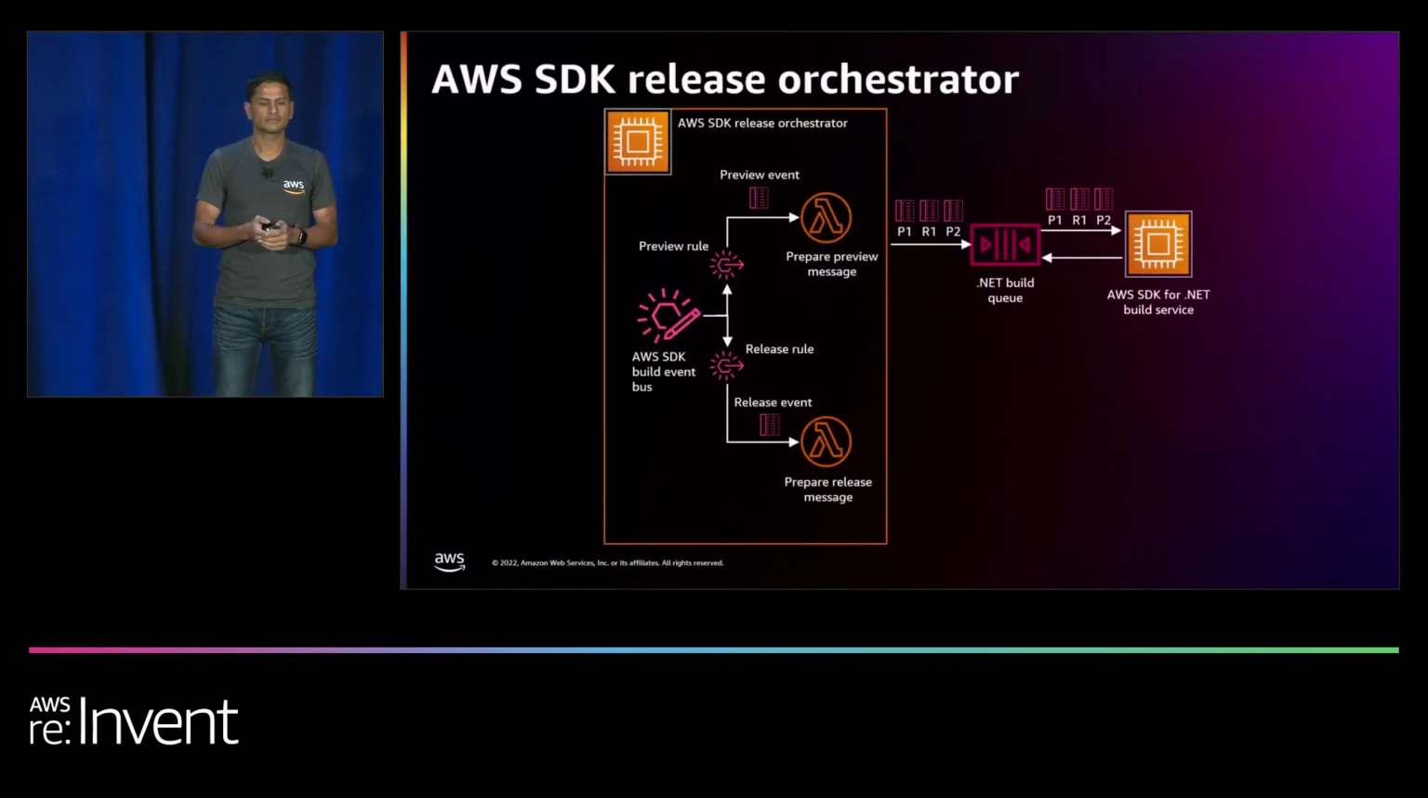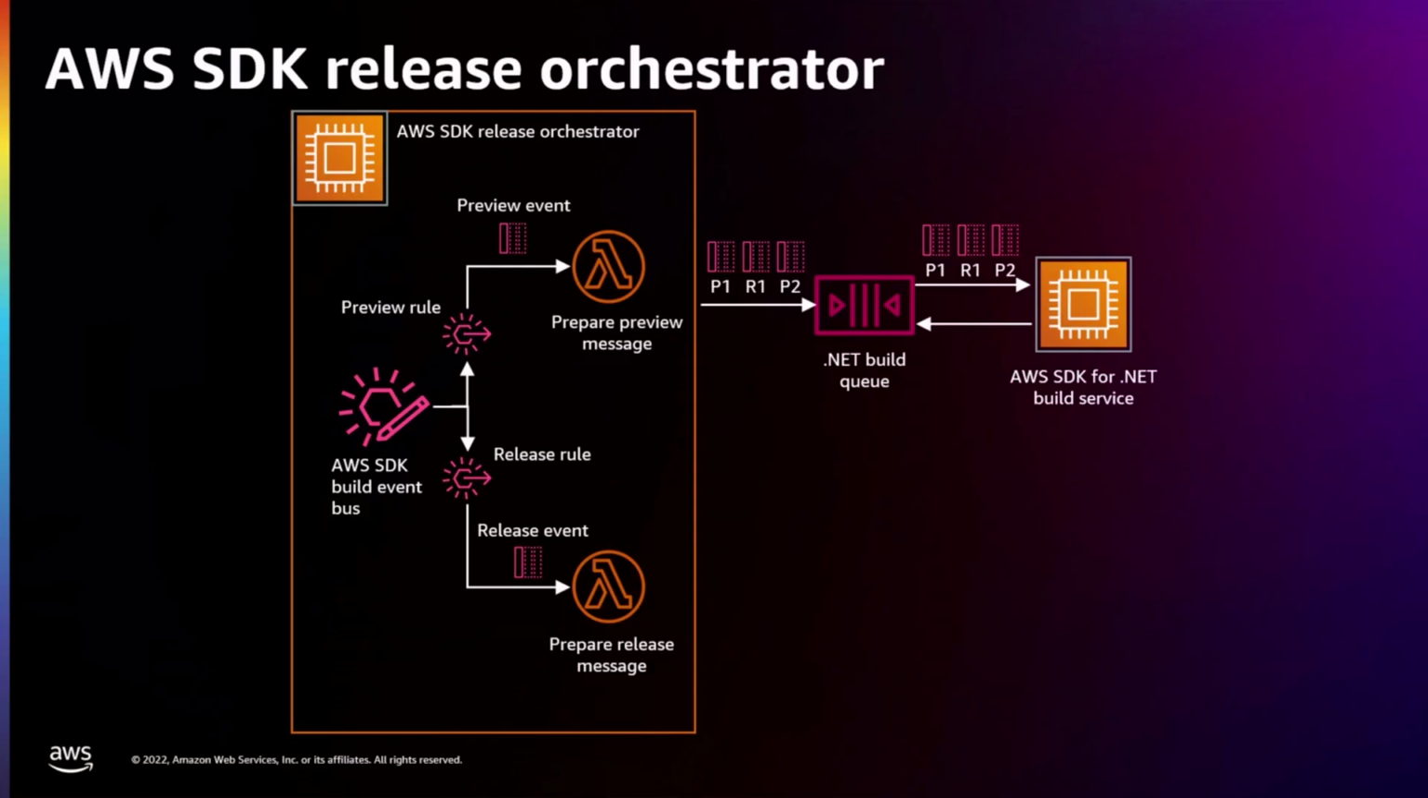So far we've talked about how my team, the .NET team's build system, is taking in those messages from the release orchestrator. But now let's talk about how the release orchestrator works. So the release orchestrator's job is to take preview messages and release messages, and they're going to call into their separate Lambda functions. Those Lambda functions are going to do some validation logic. They're going to look to see what all of the queues are that are registered for each of our SDKs and send the messages off.